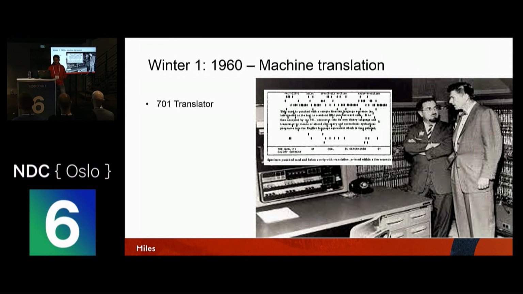The first AI winter was in the 1960s. As I said, translating between Russian and English was top priority. What they did was take a punch card with English letters and sentences, punch that into an IBM 701, and then get the Russian translation back. We can see an example of this.